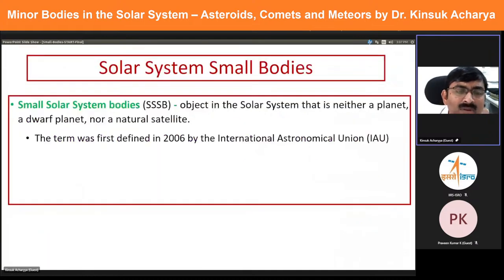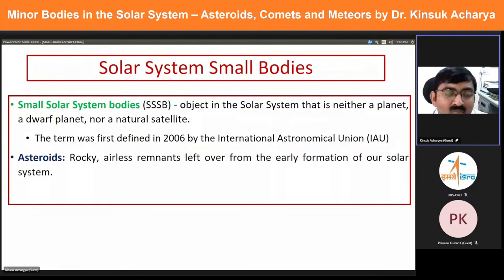So now let me give you a definition of these objects. Solar system small bodies we define as anything which is not a planet, not a dwarf planet, and not a natural satellite. It is a definition given by the IAU 2006 meeting, which also voted out Pluto as a planet. With that, they created a separate class of dwarf planet, and some of the asteroids like Ceres, which was so big, they have classified as dwarf planets.